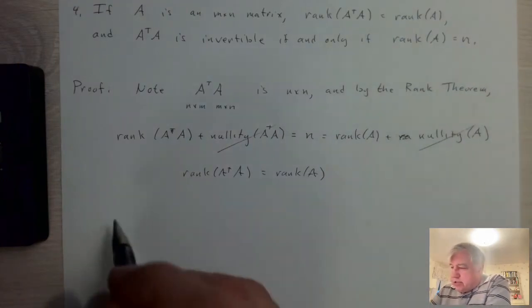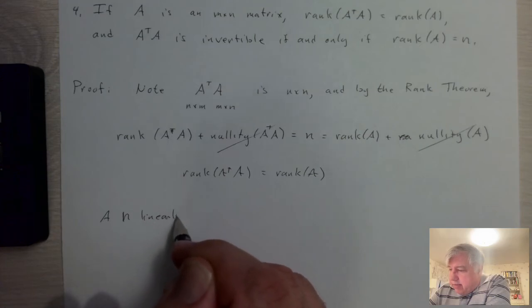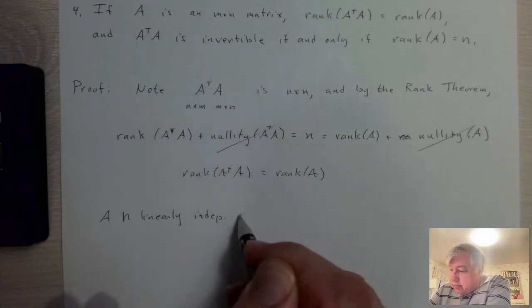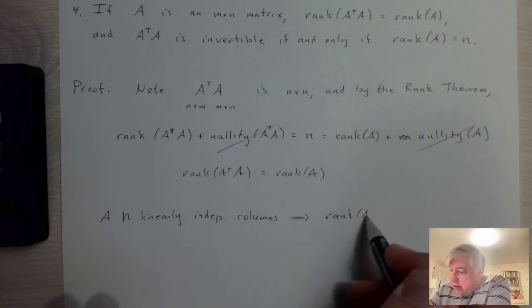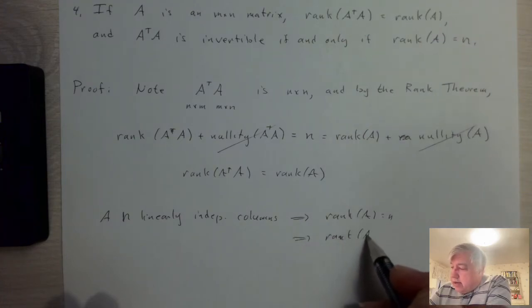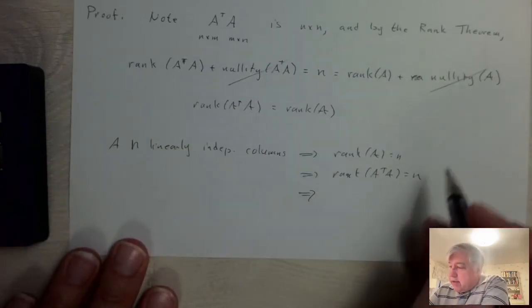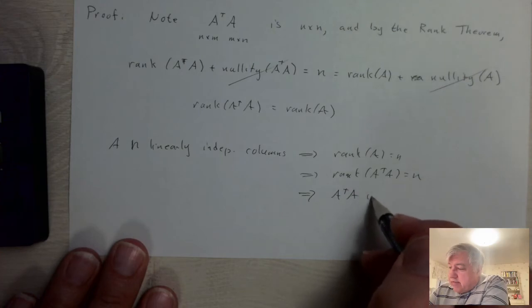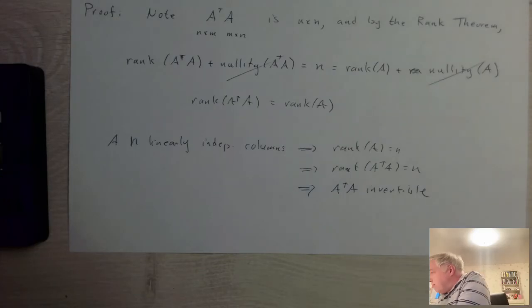All right, so just to say that, if A has n linearly independent columns, that means the rank of A is equal to n, and that means the rank of A transpose A is equal to n, which means that A transpose A is invertible. Okay. So that proves that part on the page we were looking at.